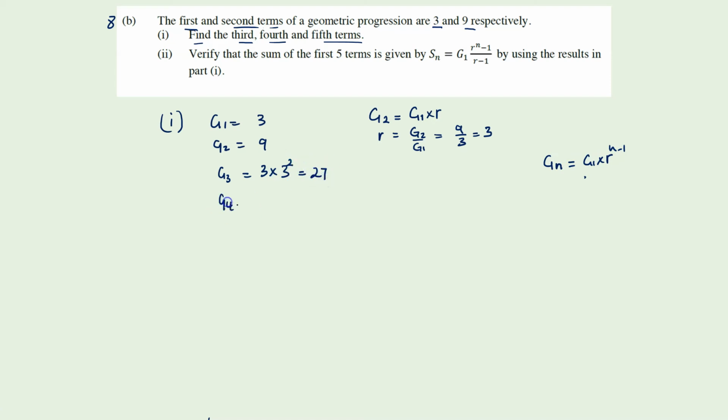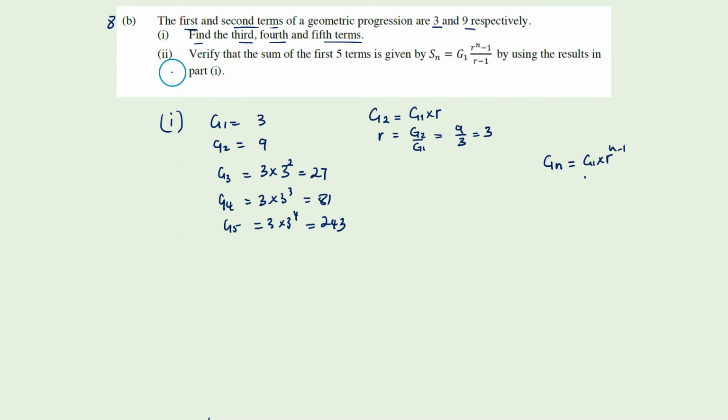Now for G4 then it's going to be 3 times 3 cubed, which is 81. And G5 is going to be 3 times 3 to the power 4, which is 243. So that is part i done.